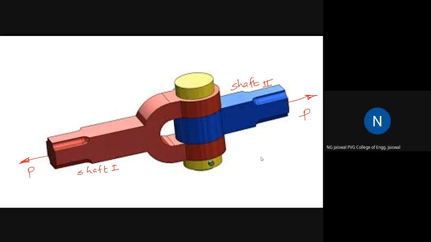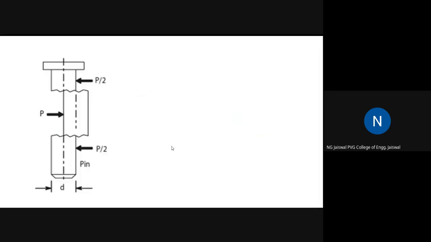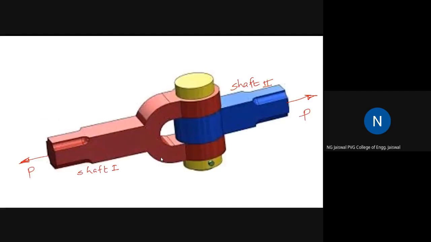So this is the shaft now. Two shafts are to be connected this way. This is the intermediate part, the pin. This is called a fork end. As I said, this is a fork, and another fork end.